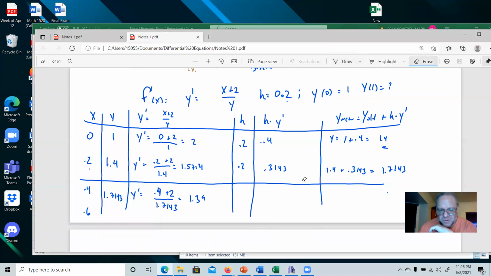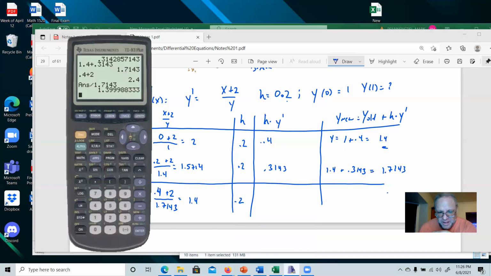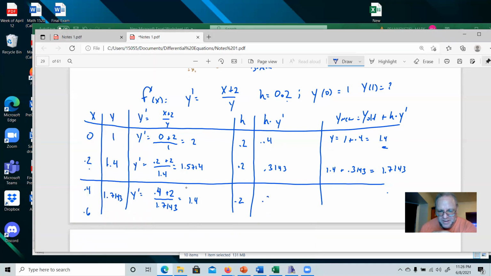Oops, I didn't want to do that. I just wanted to erase. So 1.40, all right, times 0.2, because H is always 0.2. Well, not always, but in this problem. Okay, so we have 1.4 times 0.2. We got 0.28. All right, and then my Y new is equal to 1.7143, that's this beast right here, plus 0.28.